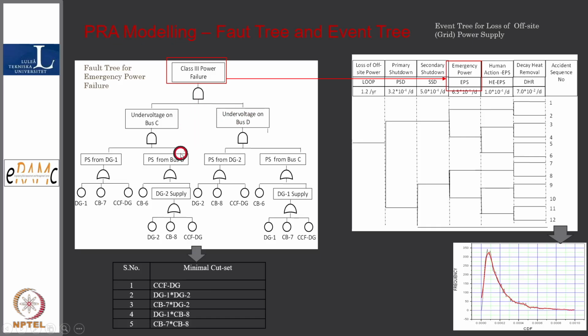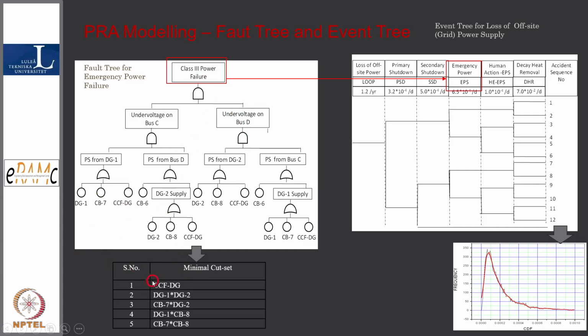Class 3 means emergency power. Under voltage on bus, and then how can this happen? It can happen because of diesel generator failure, or because of power supply from the other alternate bus not coming. Then we have DG1 circuit breaker failure, CB circuit breaker failure. Their abbreviations can be given actually. So CB is circuit breaker, DG is diesel generator, and common cause failure, diesel generator. If there is a common cause failure, both the diesel generators will fail.